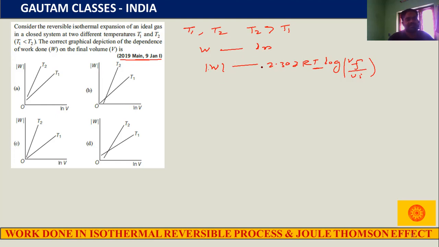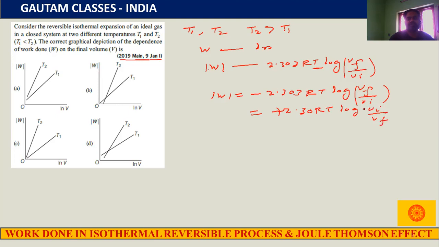Work done will increase. But what about by increasing the volume? By increasing the volume, as volume is going to increase, work done will decrease. We can also write this as 2.303 RT log Vf upon Vi. That means work done will never be negative. Work done is not going to be negative, so we can also write here positive 2.303 RT log Vi upon Vf.